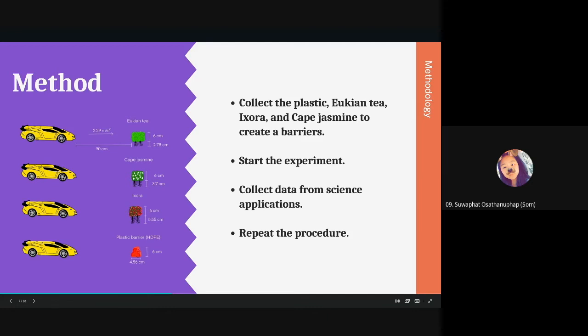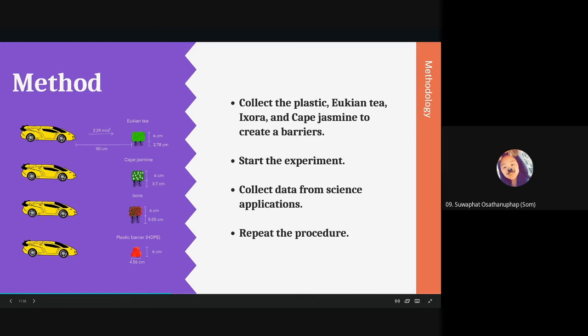First, we study the characteristics of collision. Second, we collect the barrier materials, which are a plastic barrier of HDPE type, and shrubs, which are Yucca, Ixora, and Cape Jasmine. Then we design the experiment, then start the experiment. We collect the data from the Science app about the acceleration and action force.